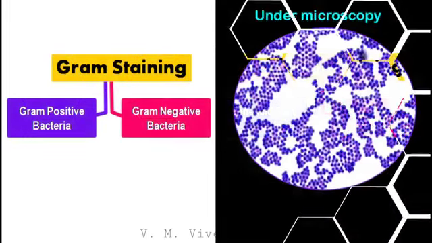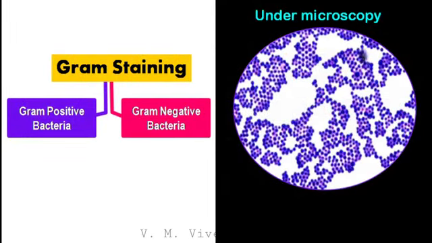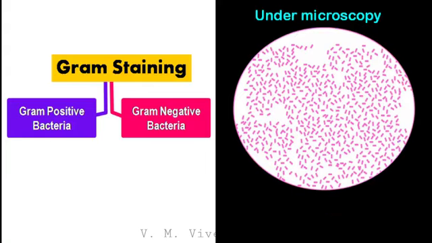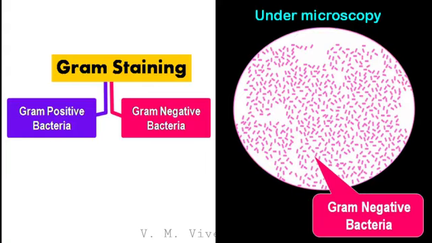So, after gram staining, on microscopic examination, if the organisms are stained deep violet, then they are the gram-positive bacteria. On microscopic examination, if the organisms are stained pink, then they are the gram-negative bacteria.